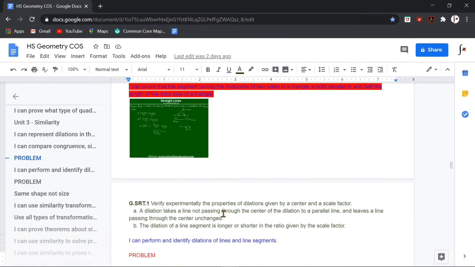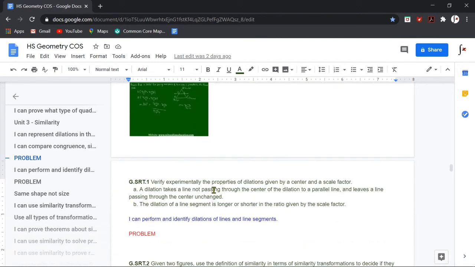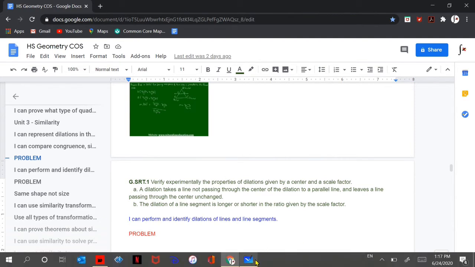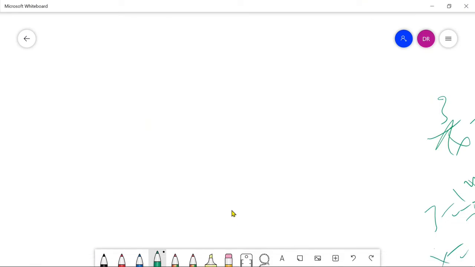Okay. So let's do a few more. I can perform and identify dilations of lines and line segments. Let's say you had a line. I'm sure I went over this in my similarity basics video, but I'll go over it again. So let's say you had this line, and this length was 4. Actually, I don't really know.